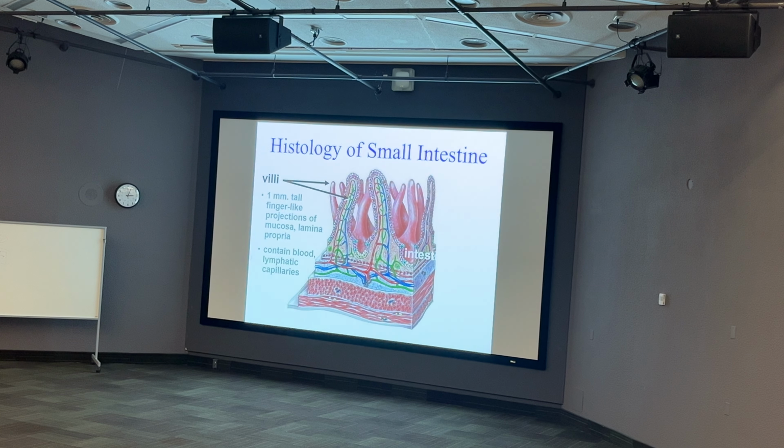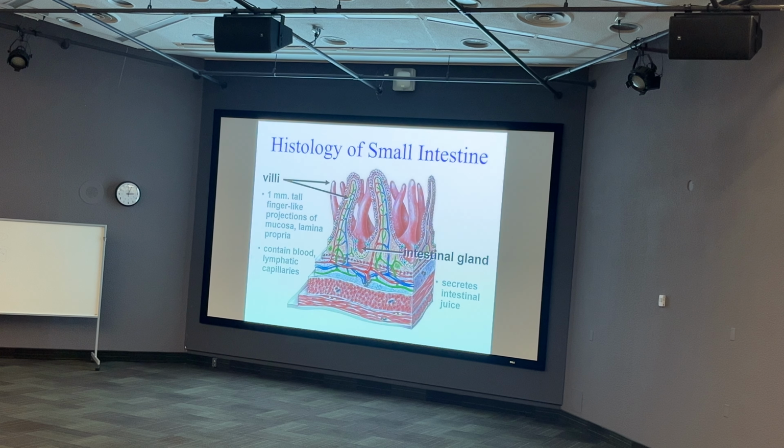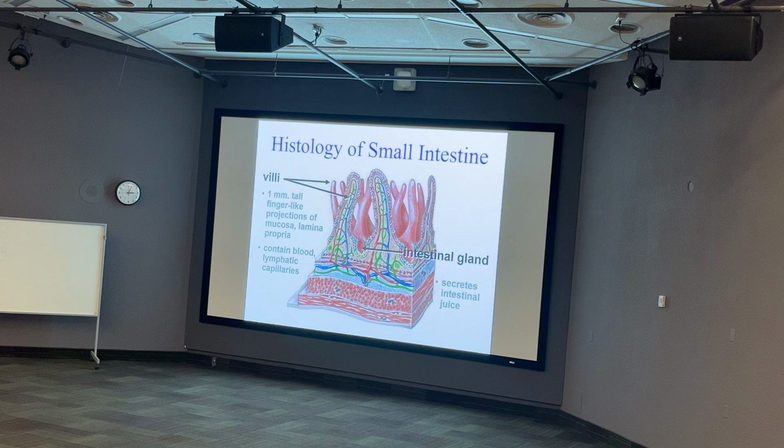In between each of these finger-like processes sticking up from the surface of the wall of our intestines, we have our intestinal glands. So these intestinal glands are going to be responsible for secreting intestinal juice. And as we'll see, intestinal juice, yes, mostly water, but we're going to have some enzymes that are going to be released from here as well to help in this chemical digestion.